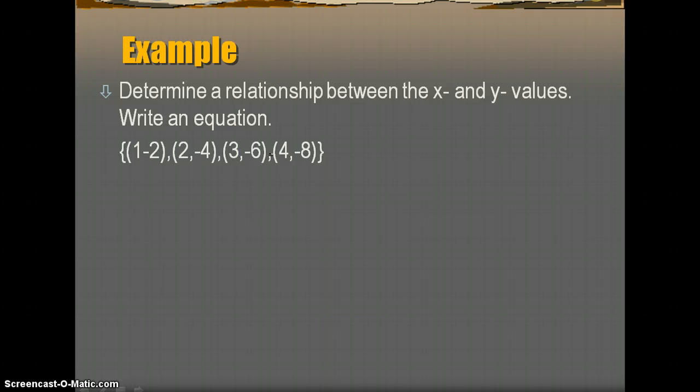Since our relation is provided in a set of ordered pairs, the first thing that you're going to want to do is make it a t-chart. By making it a t-chart, you're giving yourself a better visual of what is going on between the x's and y's.